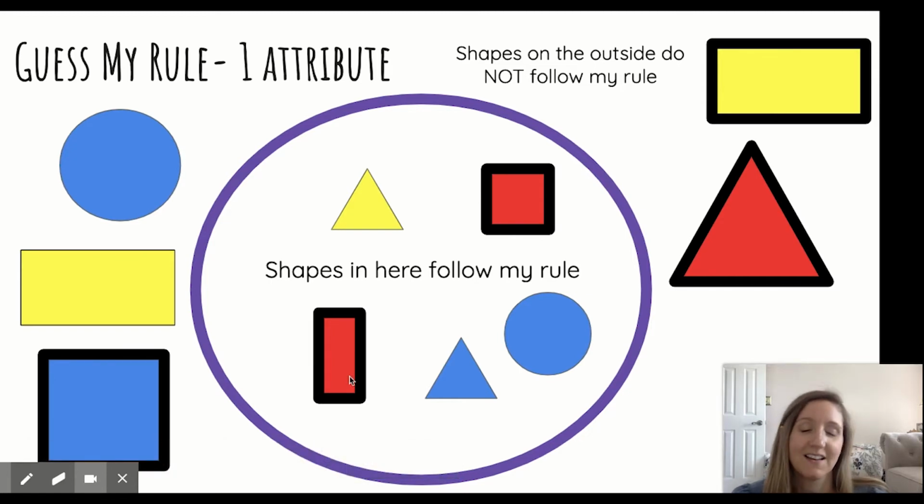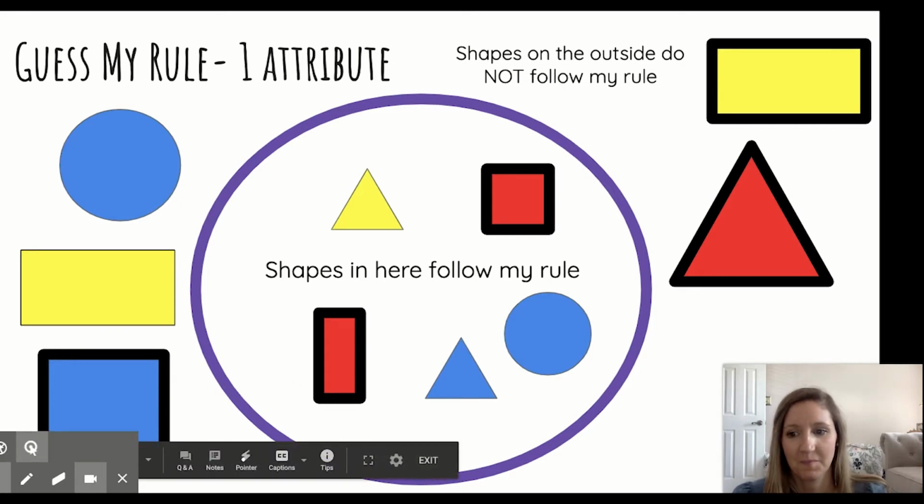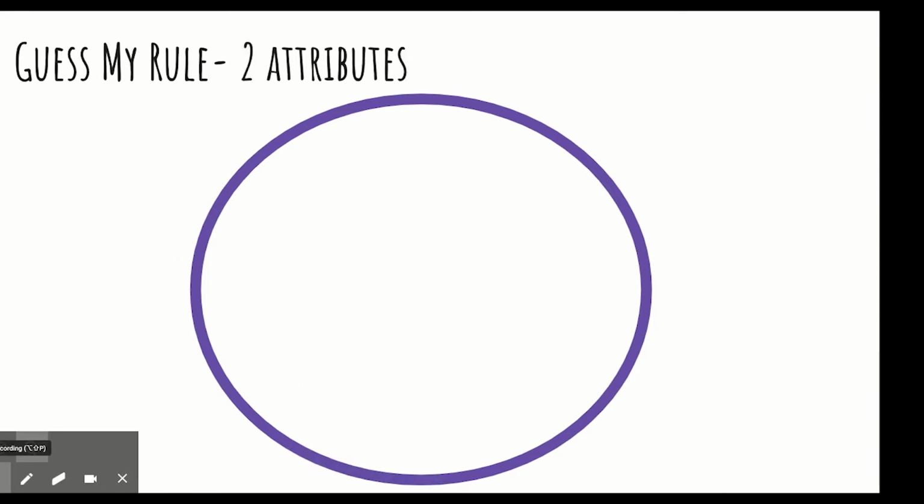So yes, my rule is shapes are small. Let's play again. But this time my rule will include 2 attributes. Some examples of rules with 2 attributes include, I could be thinking that the rule is all of the shapes in the circle are both large and blue. Or my rule could be that all the shapes in the inside of the circle have thick lines and are squares.